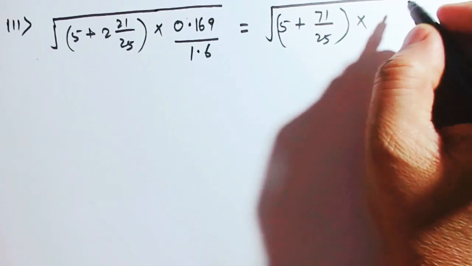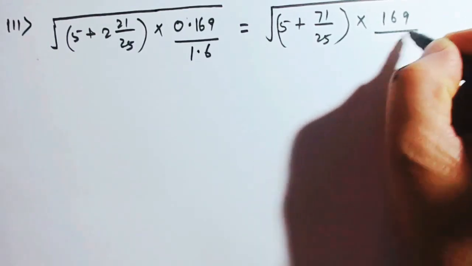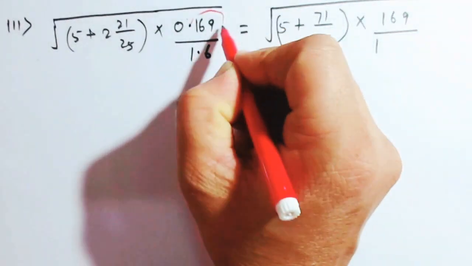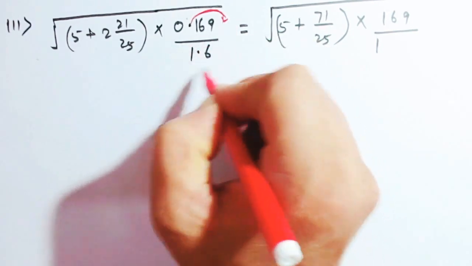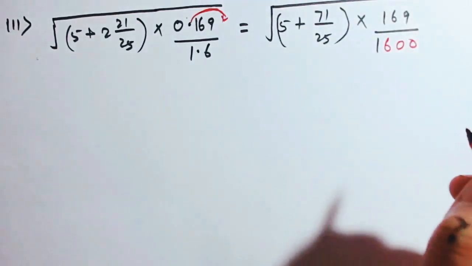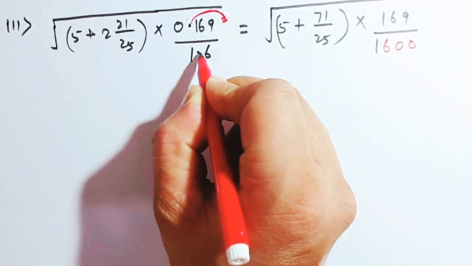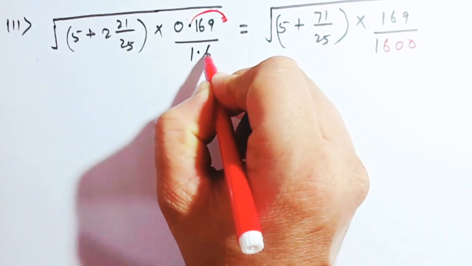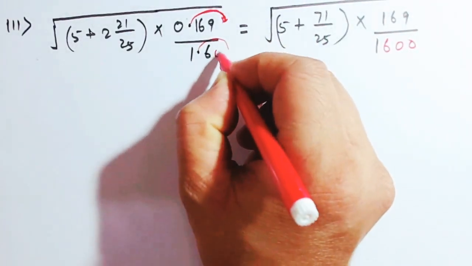However, let me remove the decimal. So I can remove the decimal as 169 and this 1.6. So here when you remove to 3 decimal places, you have to multiply this one with 1000. So it will become 1600. I hope this is clear. When you remove this to 3 decimal places, this decimal will also be removed. One number is already there, so you will have to add 2 zeros over here.